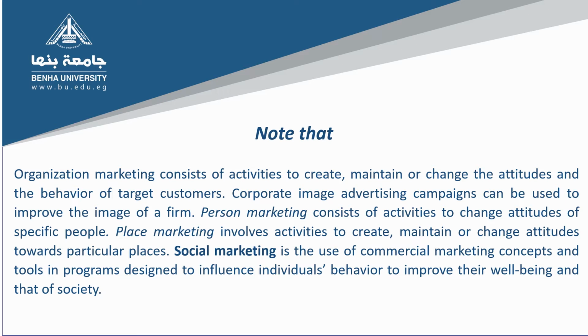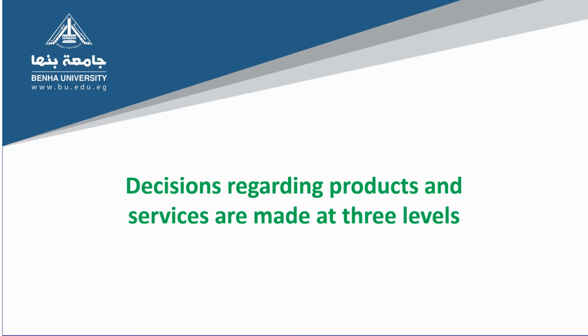Social marketing, of course, is the use of commercial marketing concepts, tools, and programs designed to influence individuals' behavior to improve their well-being and that of society. Decisions regarding products and services are made at three levels.